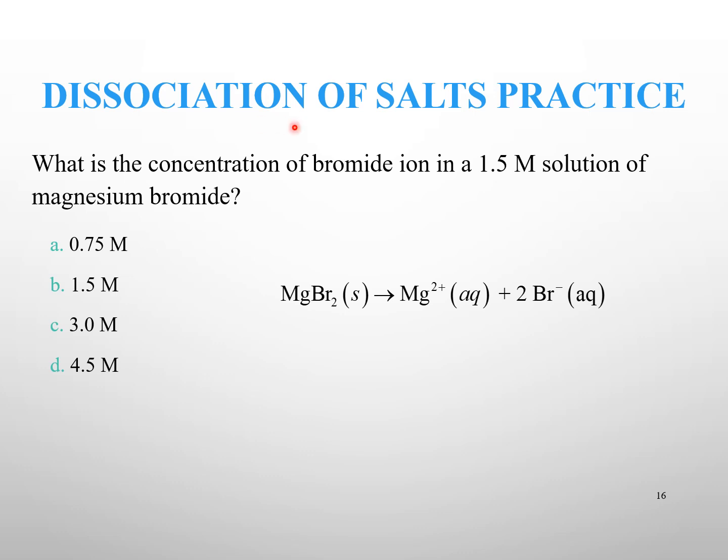Dissociation of salts practice. What is the concentration of bromide ion in a 1.5 molarity solution of magnesium bromide? One mole of magnesium bromide will split into 1 magnesium and 2 bromides. So if they want you to look for the bromide ion in solution, the bromide will always be double that of magnesium bromide. So if it is 1.5 molarity magnesium bromide, the bromide will be double, so it will be 3.